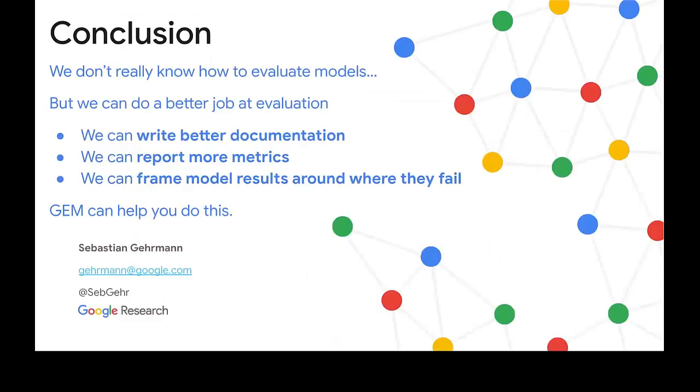My final words will be that we don't really know how to evaluate models. I'm sorry that I couldn't answer that question, but we can do a better job at evaluation. We can write better documentation, we can report more metrics, we can frame model results around where they fail rather than where they do better than anyone else. And the GEM infrastructure can help you achieve this.